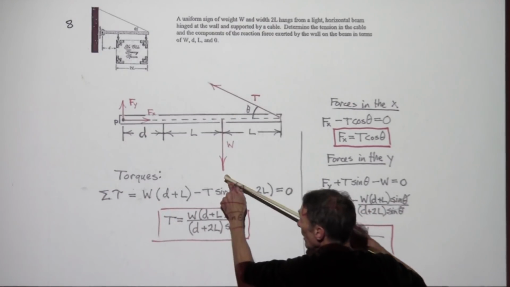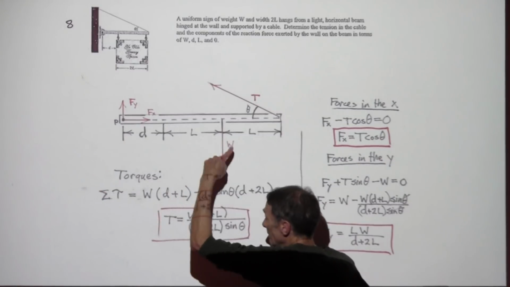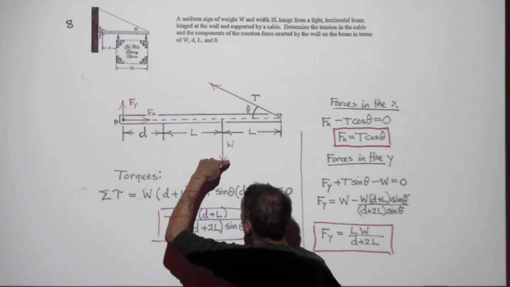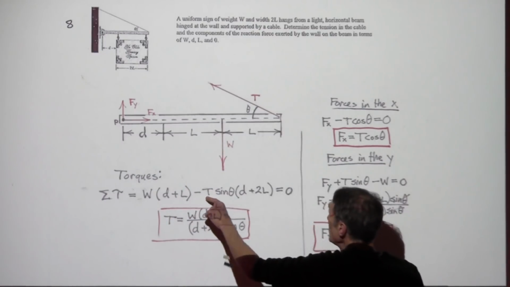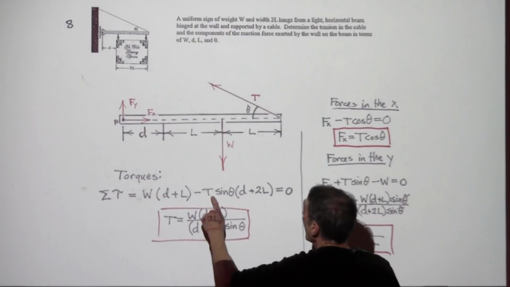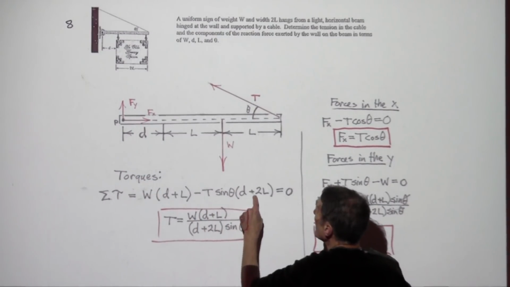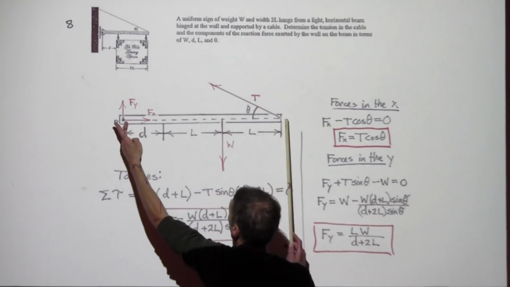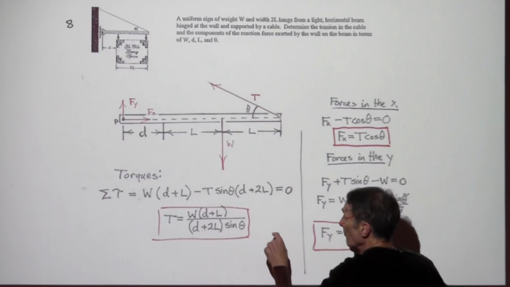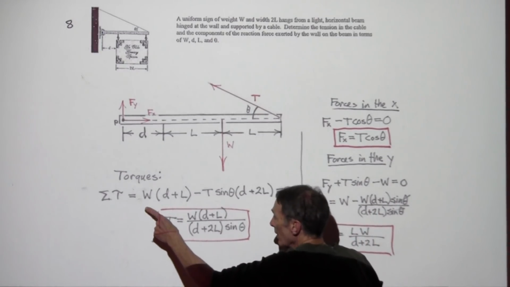We've got W times D plus L, so I'm calling this direction positive. This tension wants to get it to rotate the other direction. I'm calling that negative, just T times the sine of theta times this distance, D plus 2L.